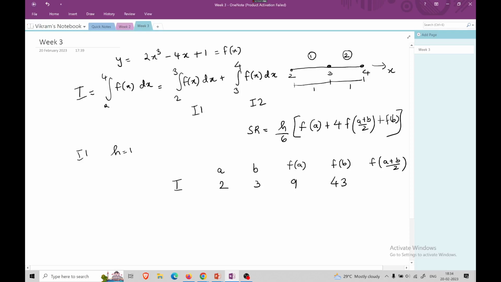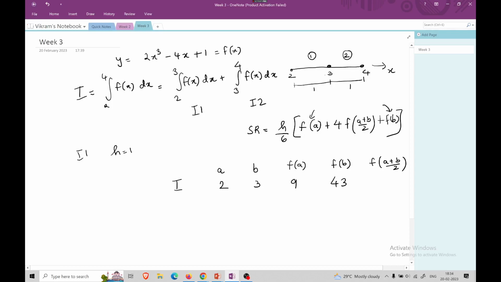F of b is 43. X is equal to 4, right? We've taken x is equal to t. Actually, if you see, a and b are the end nodes. Okay, I get your point.